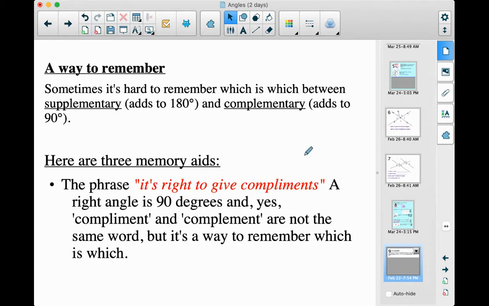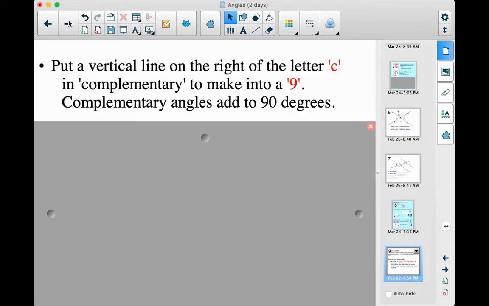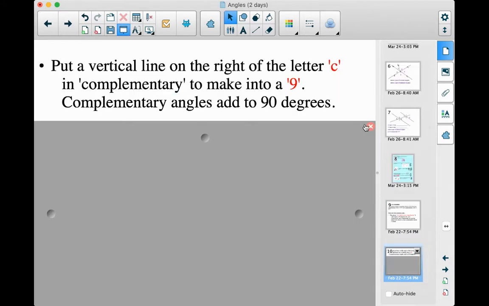So first method is this. You might hear the phrase, "It's right to give compliments." A right angle is 90 degrees, and compliment and complement are not exactly the same word, but it does help you remember. So a right angle is 90 degrees. That means the two angles make a right angle. They are complementary to each other. It is right to give compliments.